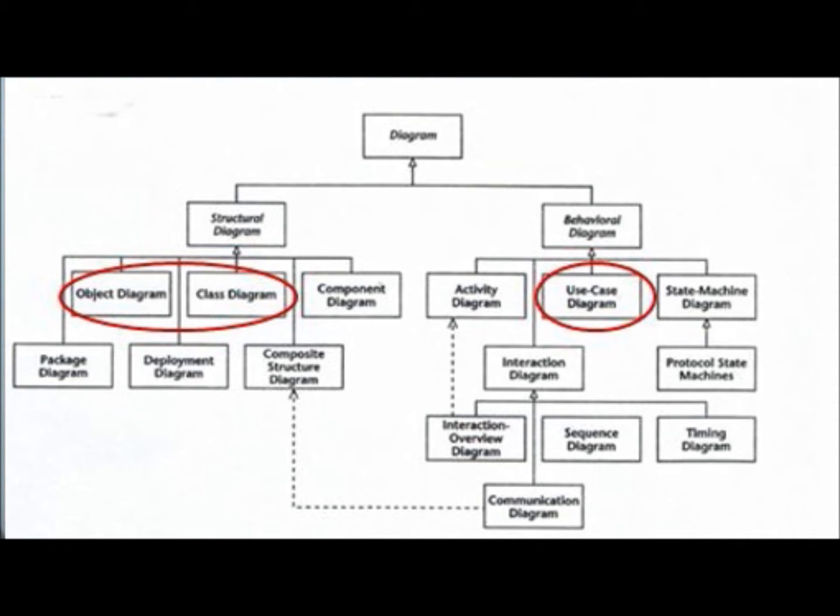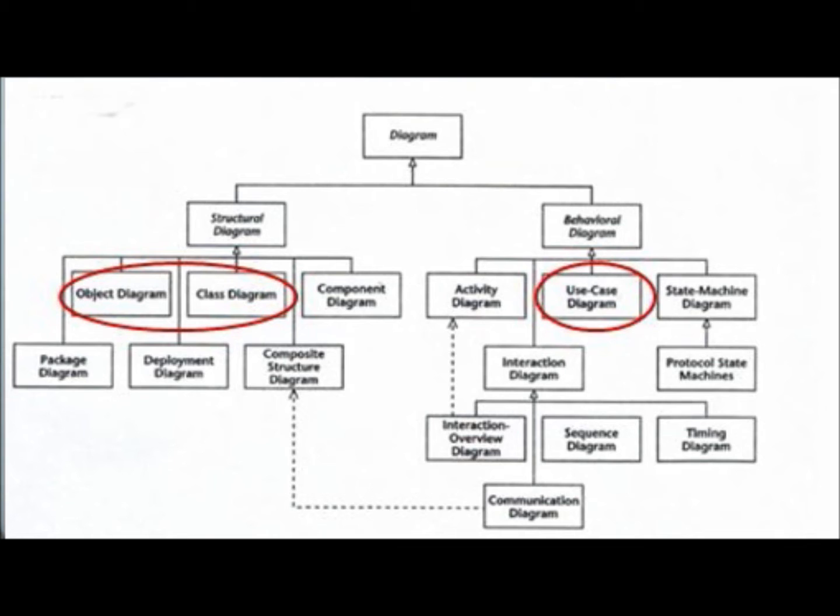You've got a diagram at the top, and you can see that it splits into 2 halves, structural and behavioral diagrams. You can also see that I've highlighted 2 different pieces, 2 ovals in red. One is under the structural diagram and one is under the behavioral diagram. Under the structural diagram, I've highlighted object and class. That's what we're going to focus on under structural. And under behavioral, I've got use case.